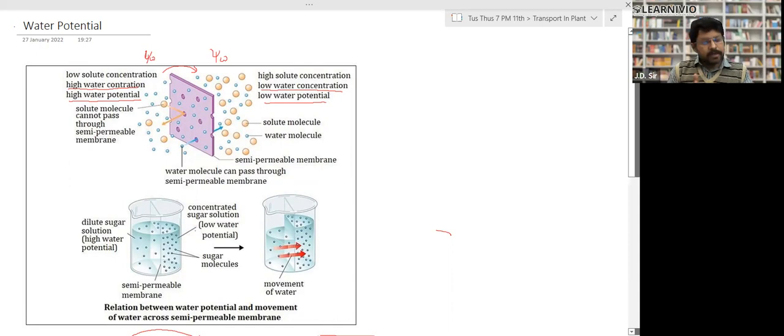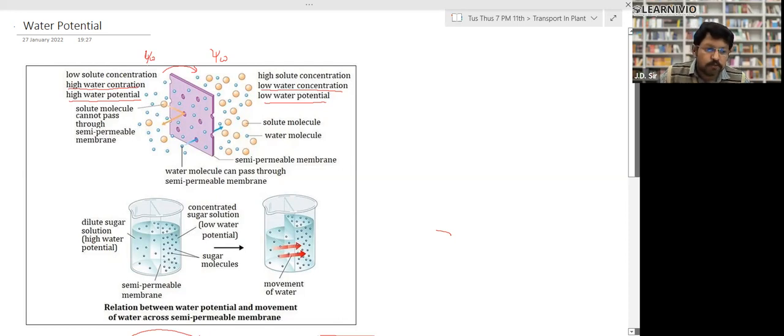And when we add solute to it, their energy decreases. Why? These free water molecules collide with solute molecules. Clear? Look here in this diagram. Here the water molecules are more, so they have more free energy. They can move here and there.